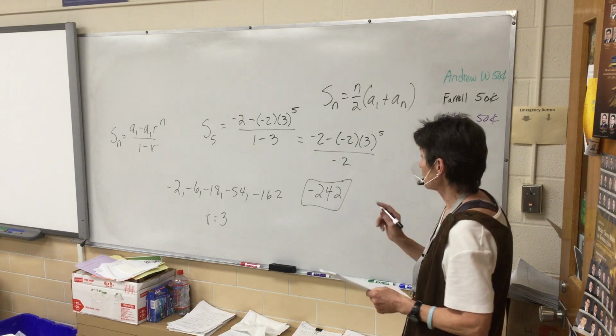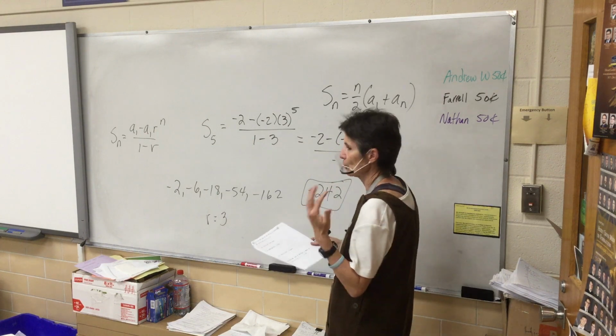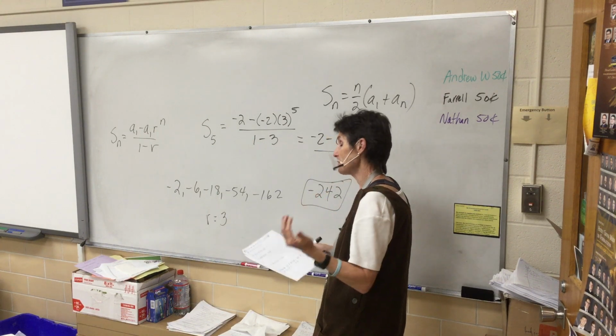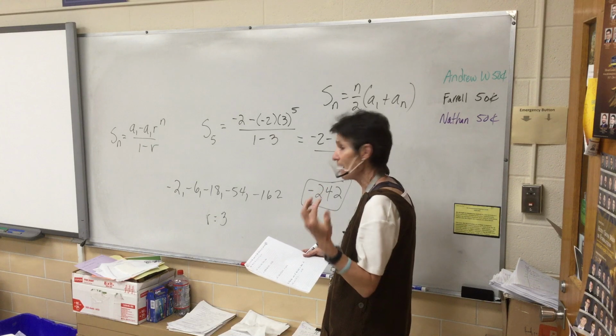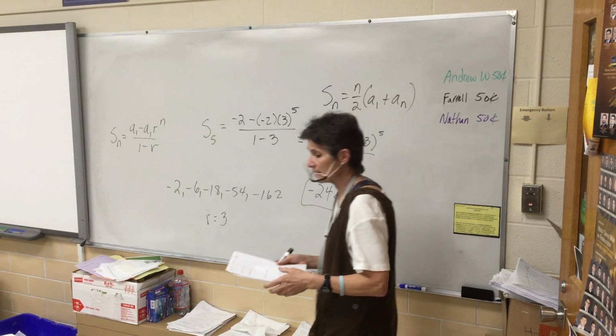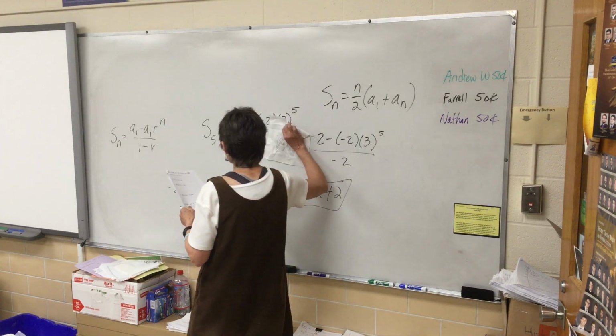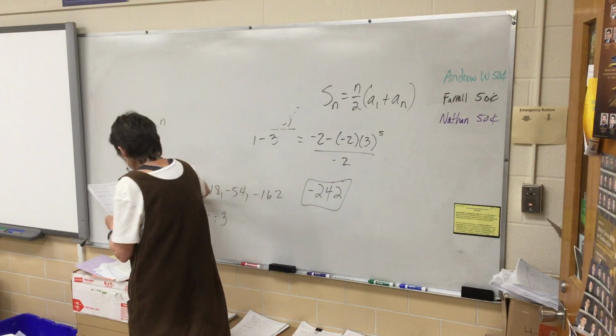Now, when there are only 5 terms, sure, just adding them up would be easy. But what if there were 50 or 500? We don't want to rely on just adding them up, because that can be problematic in some situations. All right, what's next? Here we go.